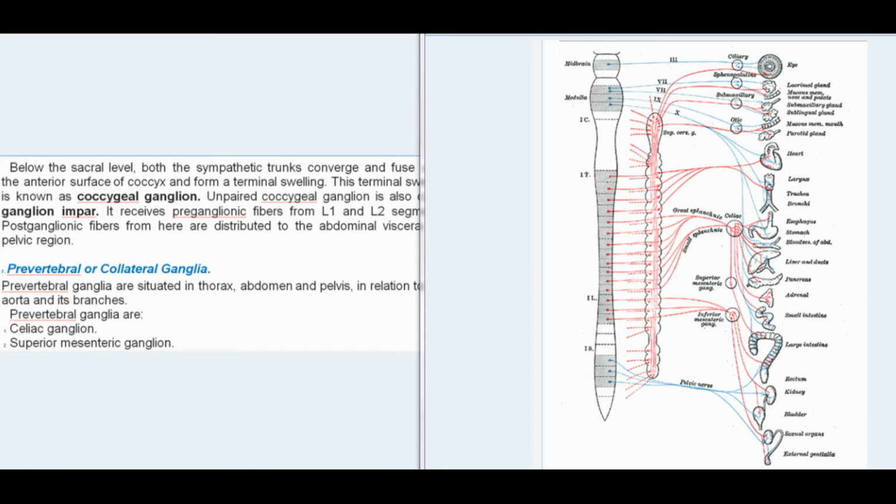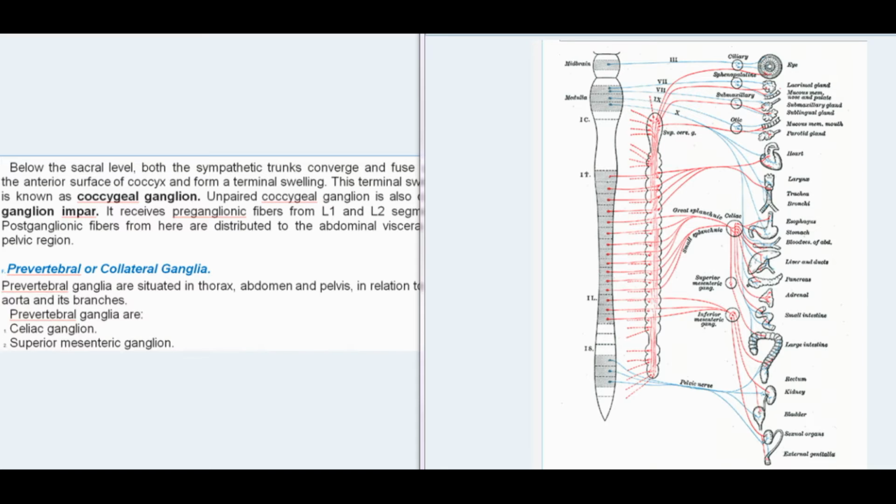Sacral ganglia. There are 5 sacral ganglia, which receive the preganglionic fibers from L1 and L2 segments. Postganglionic fibers from sacral ganglia innervate the blood vessels and sweat glands in the lower limb. Below the sacral level, both the sympathetic trunks converge and fuse upon the anterior surface of coccyx and form a terminal swelling. This terminal swelling is known as coccygeal ganglion. Unpaired coccygeal ganglion is also called ganglion impar. It receives preganglionic fibers from L1 and L2 segments. Postganglionic fibers from here are distributed to the abdominal viscera and pelvic region.